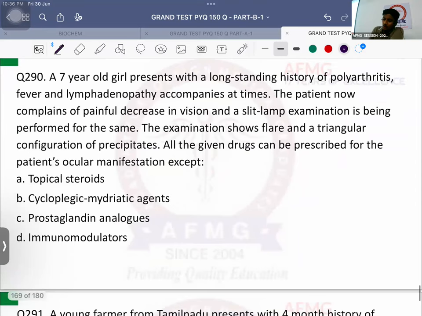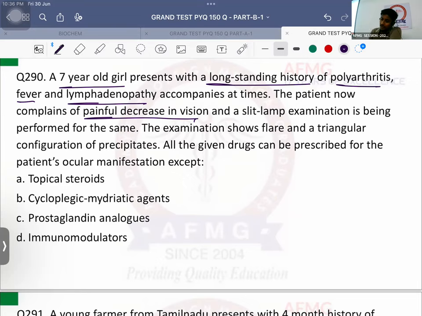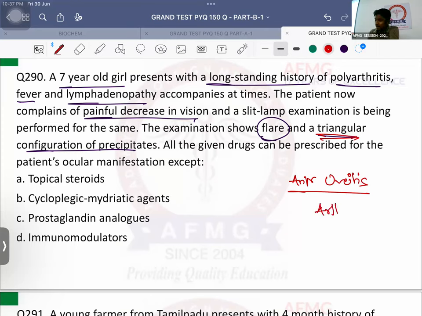A 70-year-old girl presents with a long-standing history of polyarthritis, fever, and lymphadenopathy accompanying at times. The patient now complains of painful decrease in vision, and slit lamp examination is performed. The examination shows flare and triangular configuration of keratic precipitates. These keratic precipitates are a characteristic feature of anterior uveitis. Keratic precipitates arranged in a triangular fashion are known as which triangle? Arlt's triangle. All the given drugs can be prescribed for the patient's condition except.